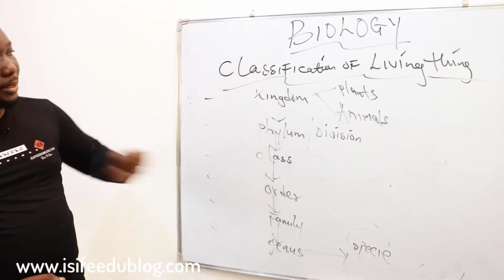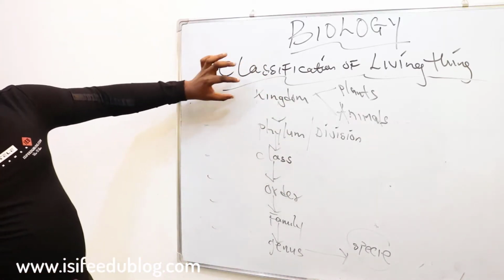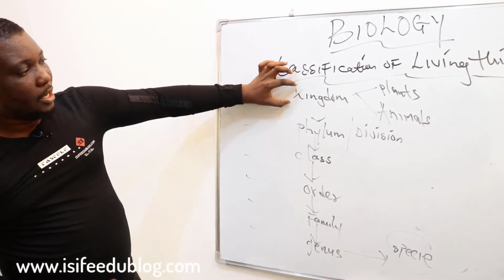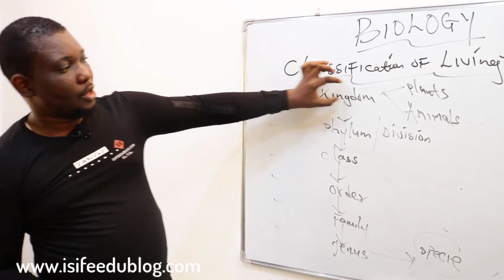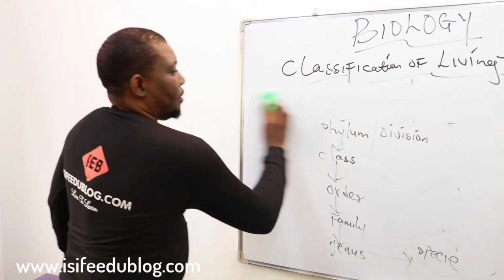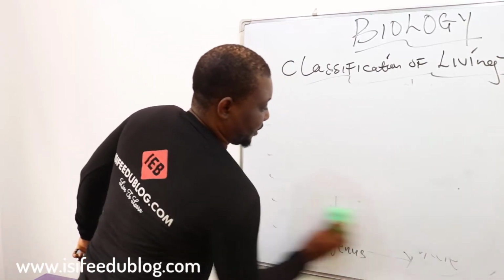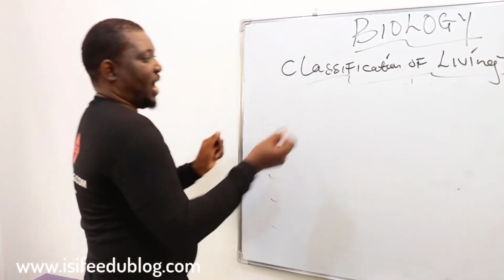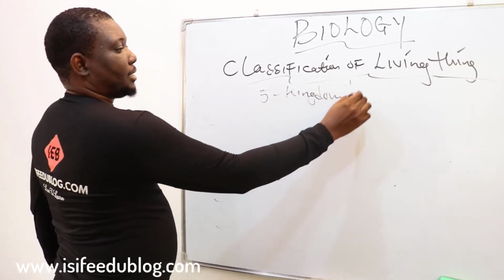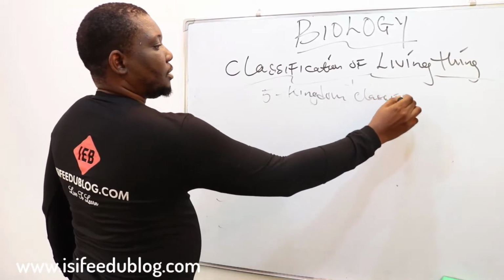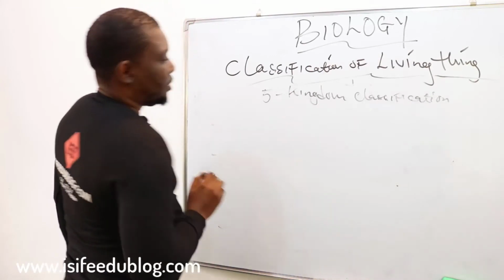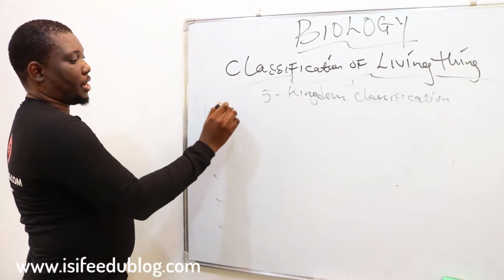Having done this, what we're going to be looking at now is taking it one after the other. The kingdom is the largest group of classification. In these 2 systems of classification, we have plants and animals. But the modern classification of living things is the 5 kingdom classification.